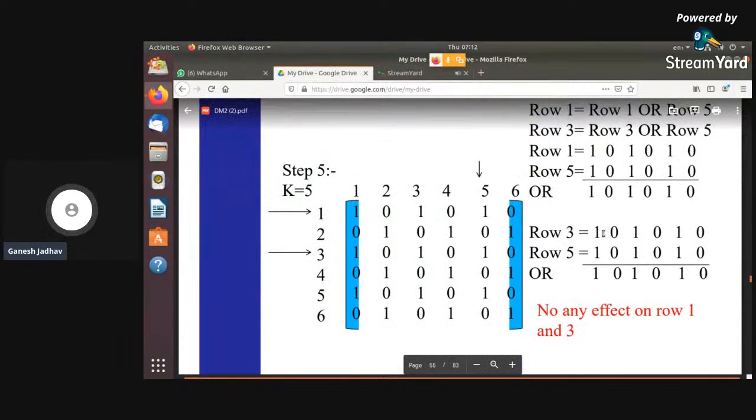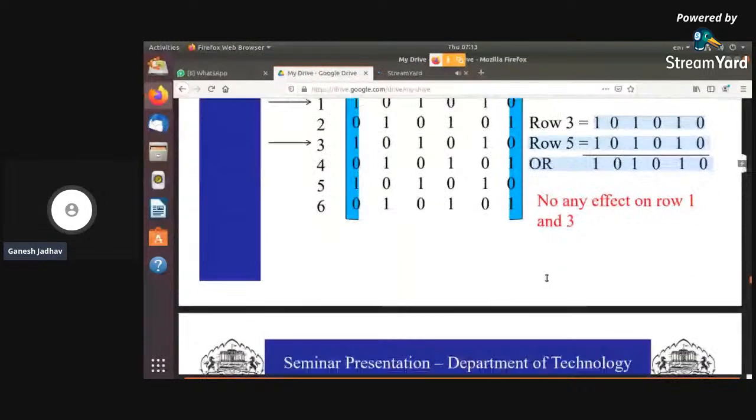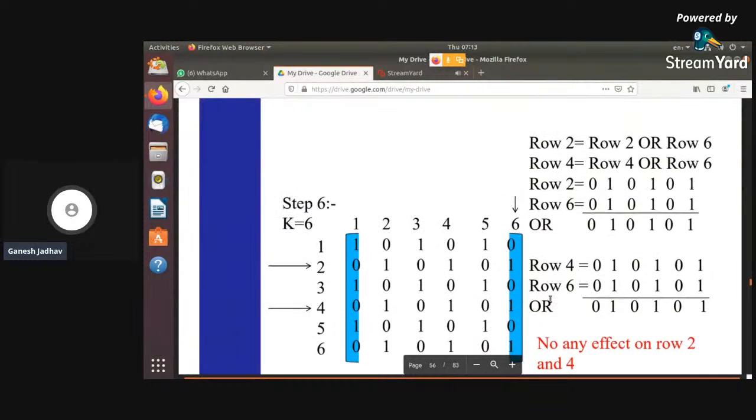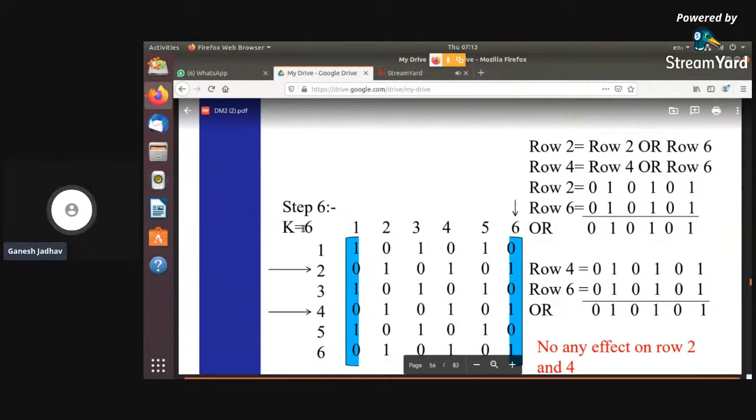Okay, and here is also the ORing operation, you can get the same answer. No effect on row 1 and 3 because all the rows are the same. Then go toward your sixth step, that is k is equal to 6, but here is no modification, so you can write all rows as they are.